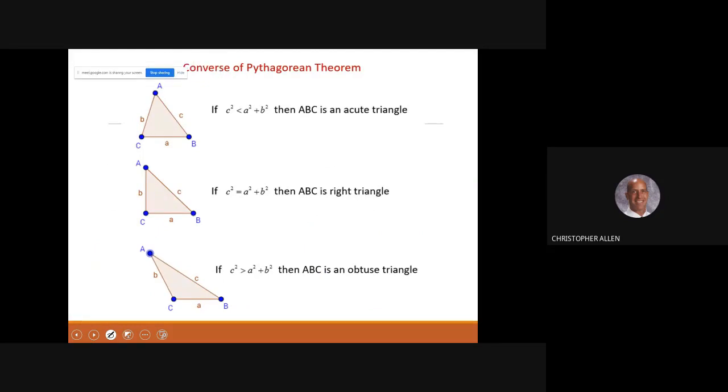This is the second most important slide in this presentation, so put a big star next to this one. Remember at the beginning of the lesson, I said that there was going to be a Pythagorean theorem and then its converse. And we talked about what converse is.